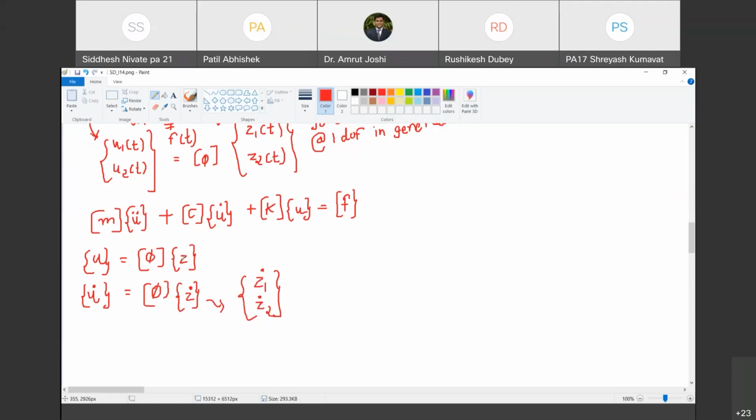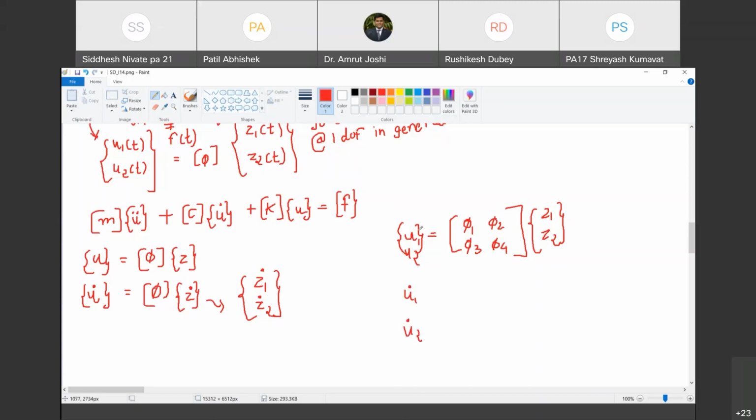ये समझने में अगर किसी को कुछ तकलीफ हो रही है तो मैं आपको ये लॉन्ग हैंड में लिख के दिखाता हूँ. So this is U matrix. Do you agree with me? तो U matrix कौन सा है? u1 and u2. Happy? This is equal to, let me say this as phi 1, phi 2, phi 3, phi 4. These are the elements which are not dependent on time. This into z1, z2. Happy? Are you with me? Yes, sir. Now, I want to get U dot matrix. What are the elements of U dot matrix? U1 dot and U2 dot. Agreed?